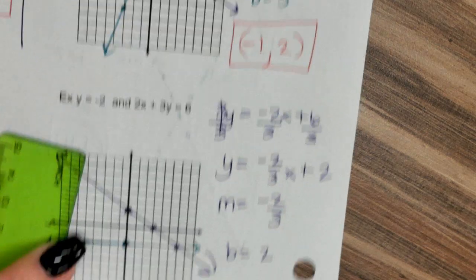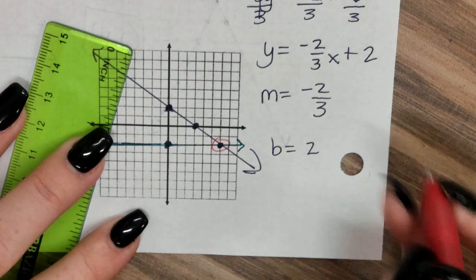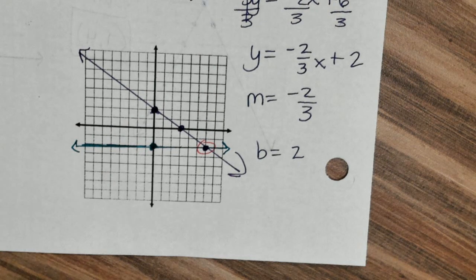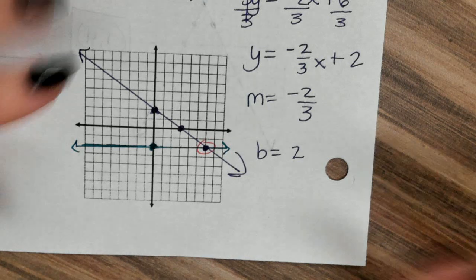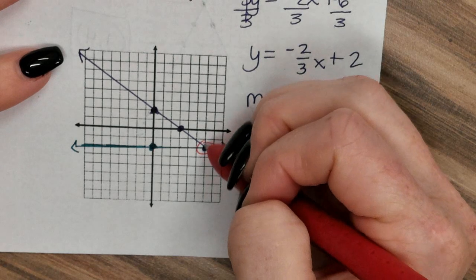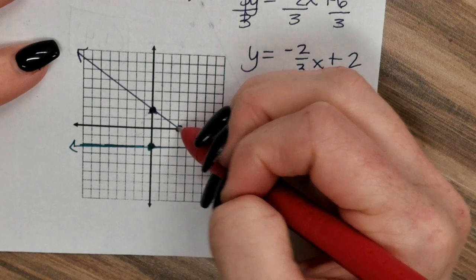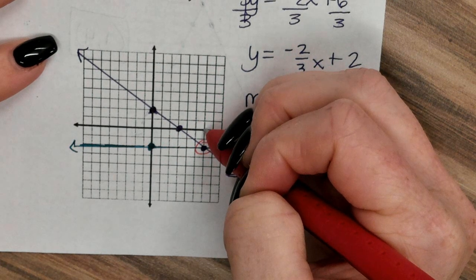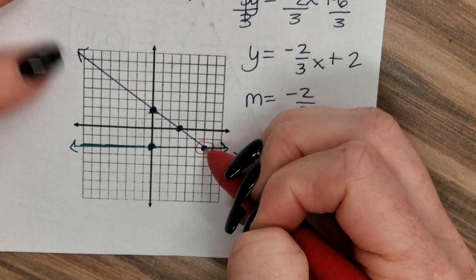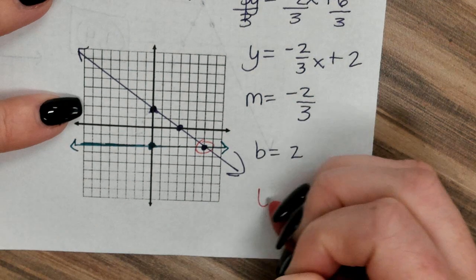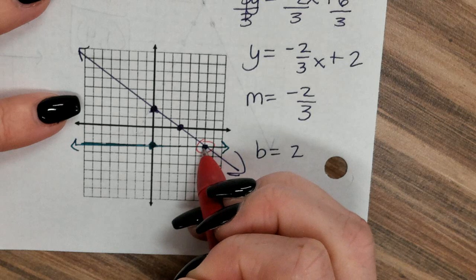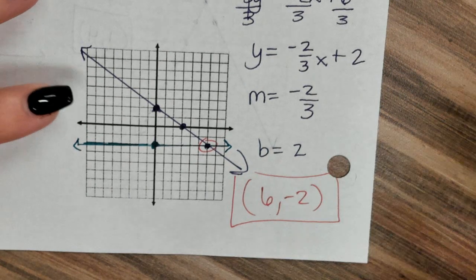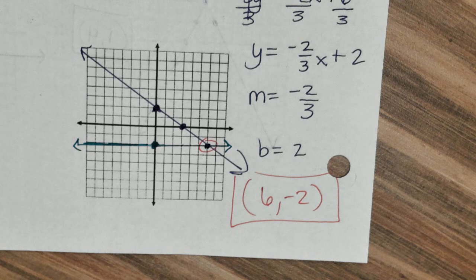And your solution is the point where the two lines meet. And again, you must write the answer as an ordered pair, a coordinate. So what is the x value of this coordinate? 6. What is the y value of this coordinate? Negative 2. All right, I will pass out the assignment and give directions.